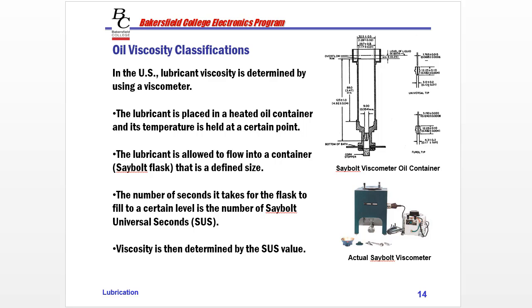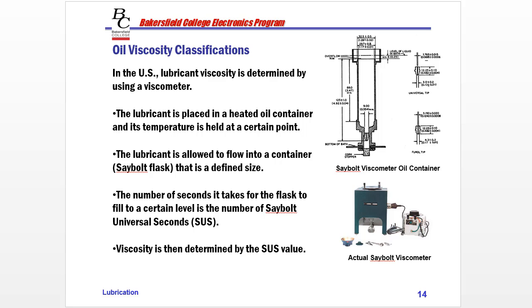So in the US, it's determined by a viscometer. So it's measuring viscosity. Simply, the lubricant's placed in a container, and then the container is heated and maintained at a certain temperature, and then we allow the lubricant to flow out, and it's timed. So it fills a flask, and the flask is called a Saybolt flask. And the number of seconds that it takes to fill up this container is the amount of Saybolt universal seconds. So the viscosity is then determined by the SUS value.